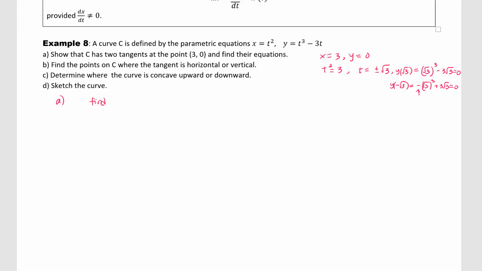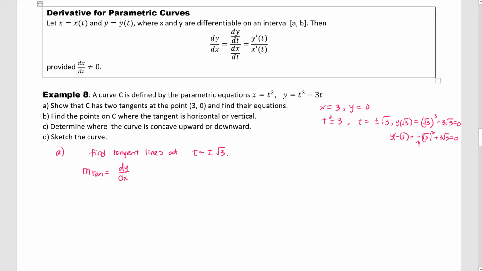Find the tangent lines at t equals plus or minus root 3. For the tangent line, we need the slope of the tangent. The slope of the tangent is dy/dx, evaluated at t equal to those values, right? Square root of 3 and negative square root of 3. So let's see, what is the derivative? Well, the derivative is y prime of t over x prime of t.